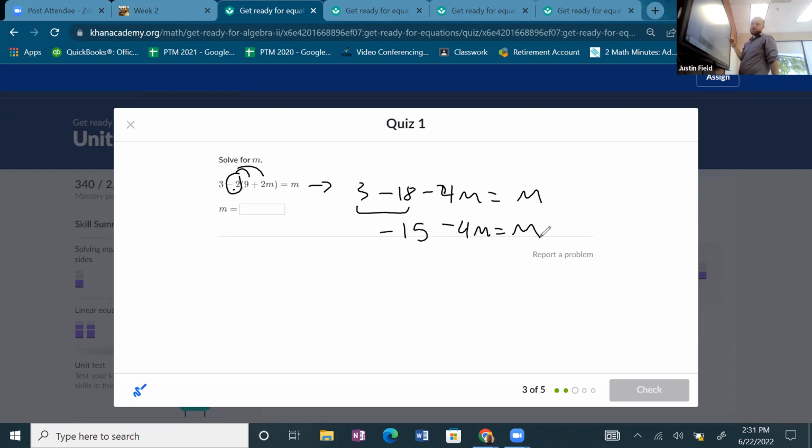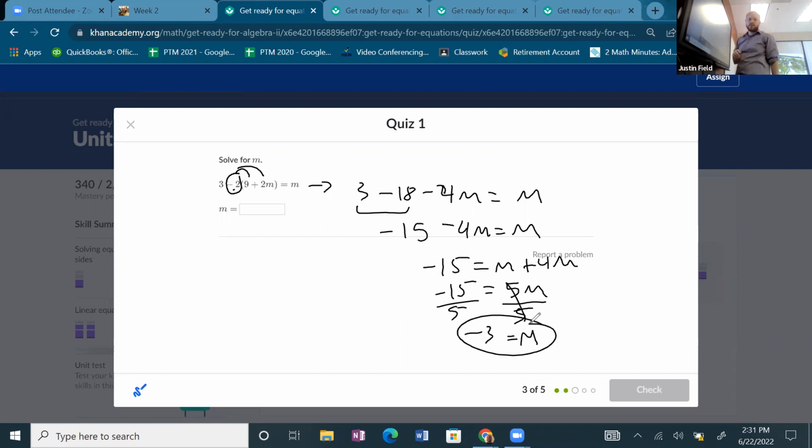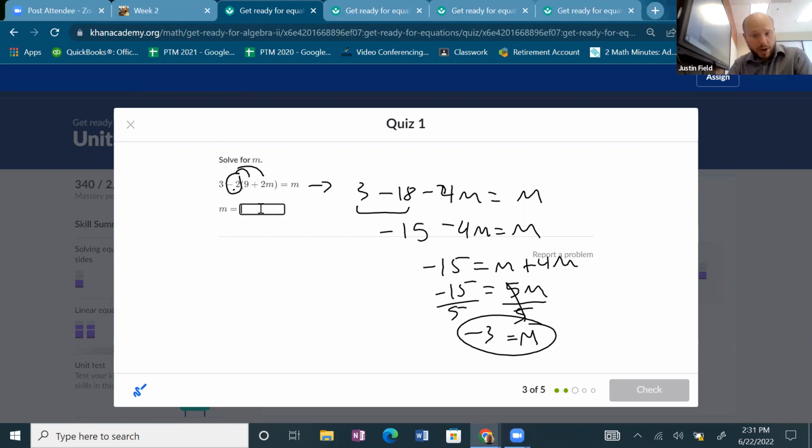Now we're going to put our variables on one side. In the first one I put the variables on the left. This time I'm going to put them on the right. The whole point is to put them on the same side, not to do it one particular way. So now they're on the right side, and I can combine them. That makes 5, and now I can divide. And it equals -3. Of course, I could check my work.